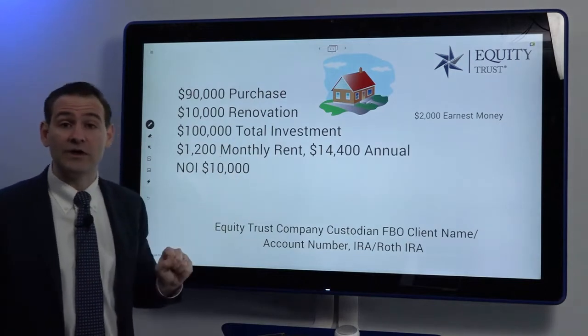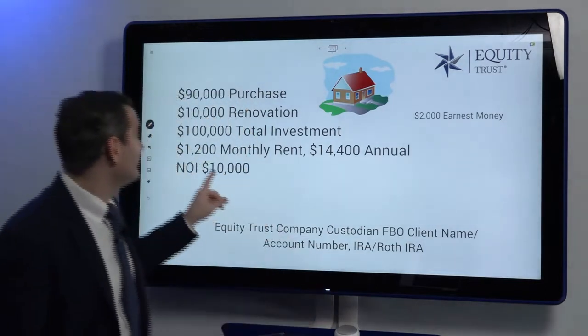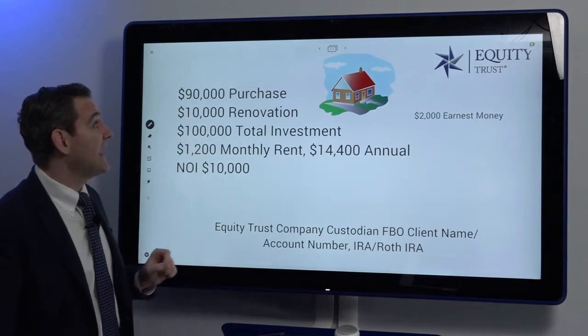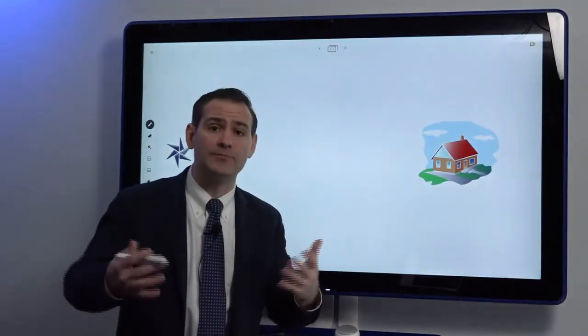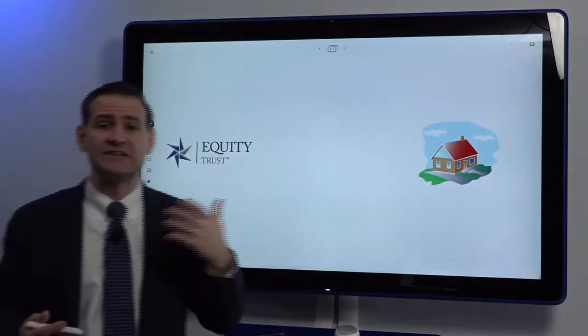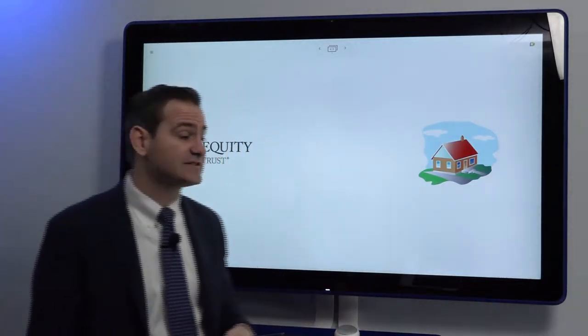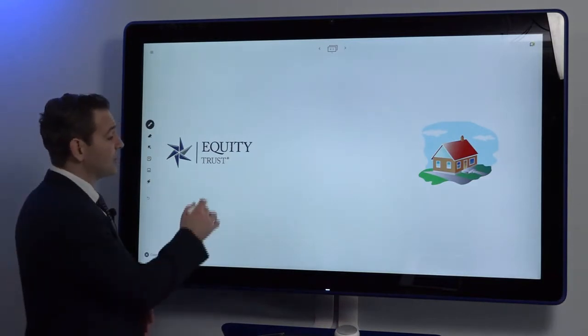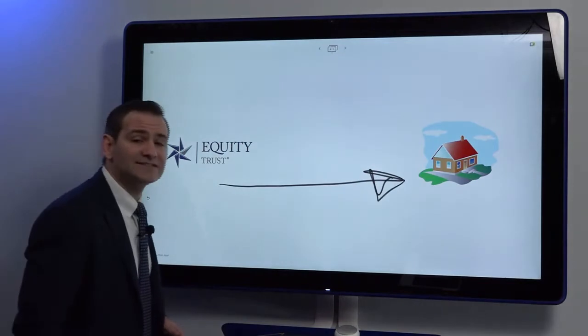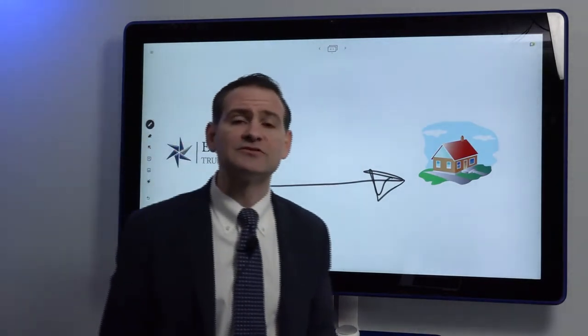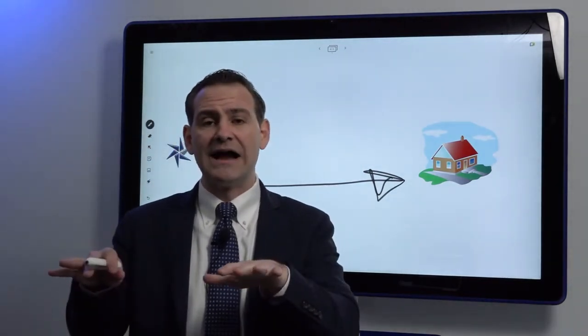So now that we own the property, we have $10,000 in rehab costs. So as we have those costs that come up, those expenses that come up, taxes, insurance, payments to contractors, etc., those payments are going to come from our Equity Trust IRA. How do we process these payments? These payments are processed through the online My Equity portal.